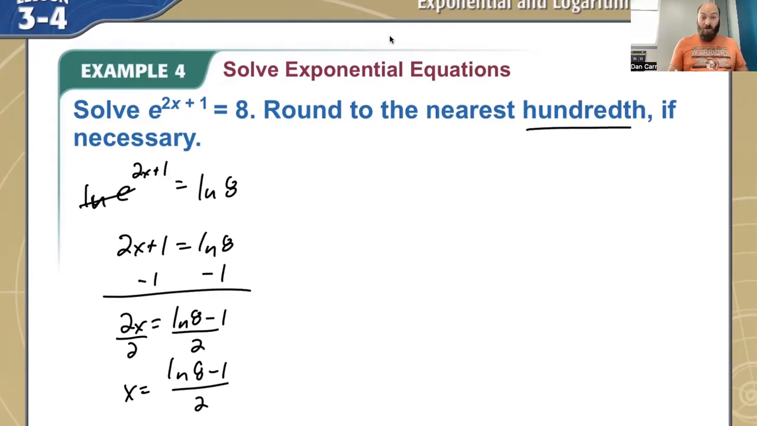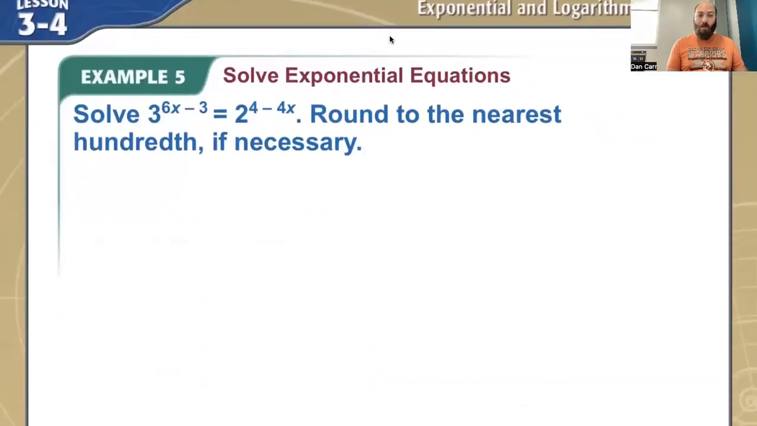Now it does say round to the nearest hundredth, so I'm going to plug that in my calculator. I'm going to do the natural log of 8 minus 1, and then divided by 2, which gives me about 0.54 to the nearest hundredth. So one of our main goals here is to undo these base e's with our logarithms. I use the natural log here because that's going to cancel out the base e.